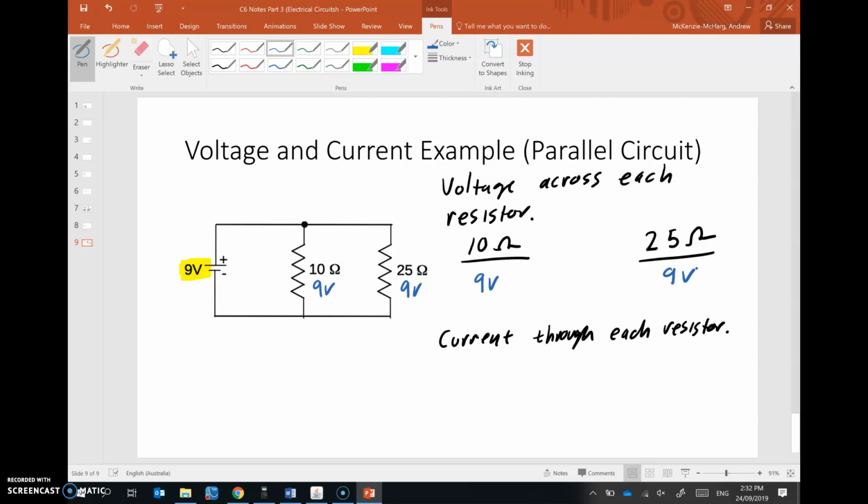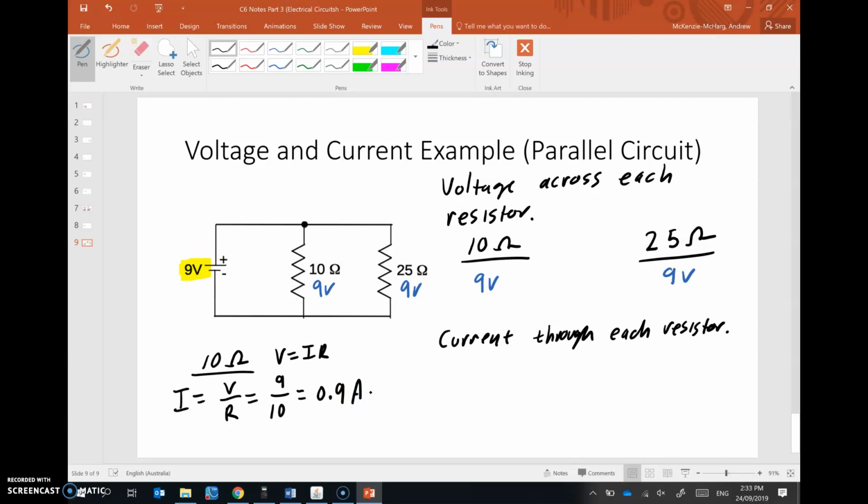Okay, so let's move along to the current. So for the 10 ohm resistor, we're just going to use Ohm's law again, which says that V equals IR. So that means that the current, I, is equal to voltage over resistance. So we know the voltage across this 10 ohm resistor is 9 volts, and the resistance of that resistor is 10 ohms. If we put that into the calculator, we're going to get 0.9 amps for our current across the 10 ohm resistor.